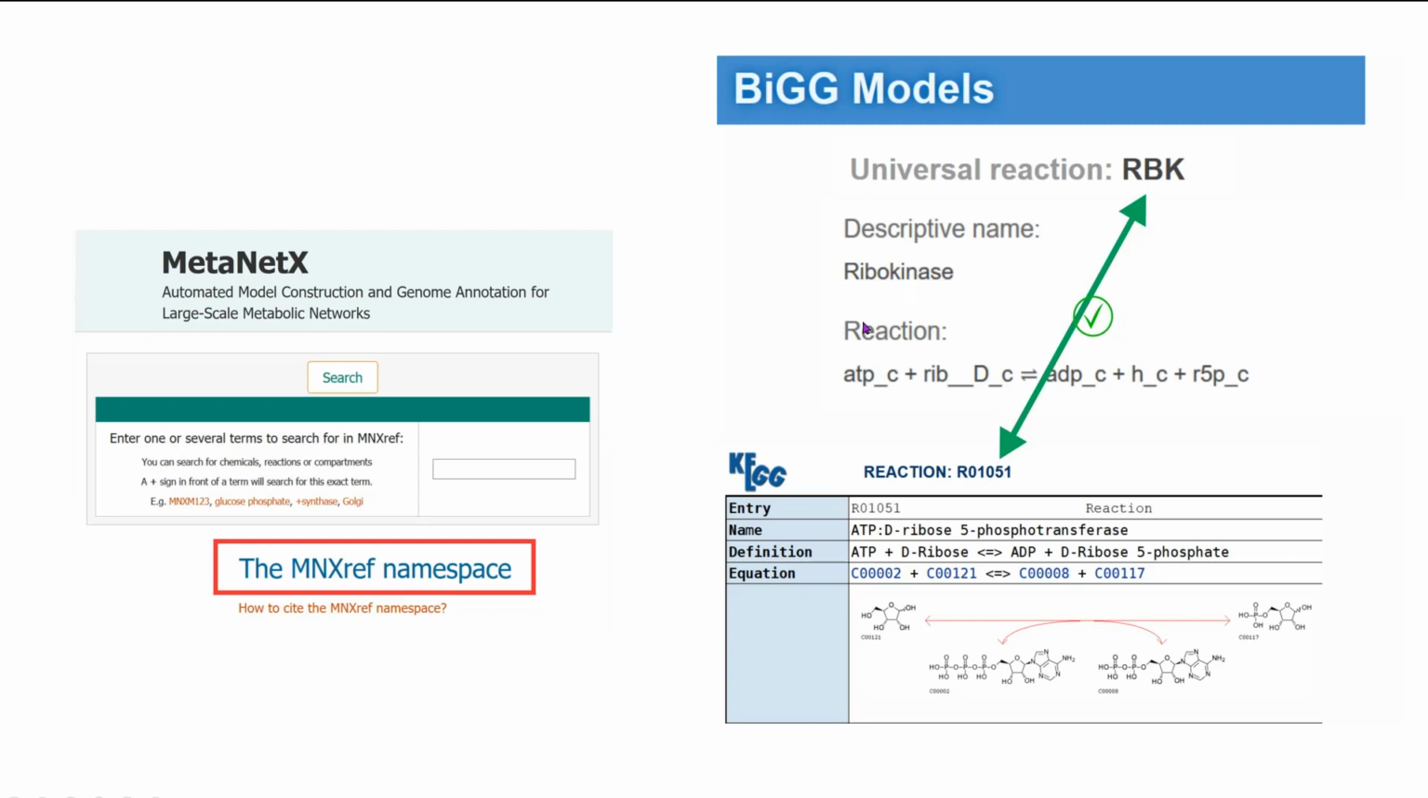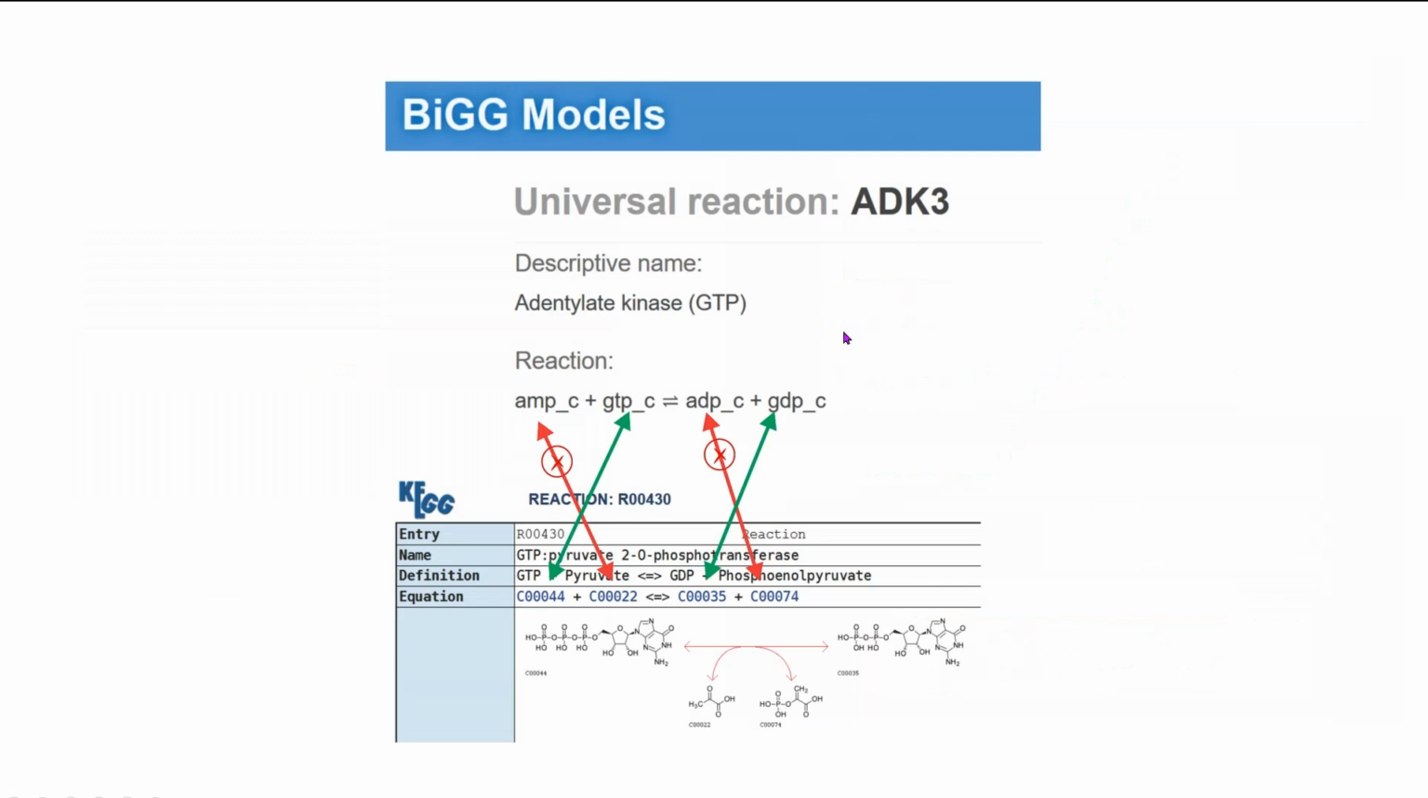A third strategy, less strict, is used for the reactions that still do not have a synonym identified. For example, the first strategy fails to associate ADK3 to R00430 because 2 of the metabolites in the ADK3 don't have a synonym in R00430. The second strategy fails because MNXRef does not link ADK3 to any KEGG reaction.